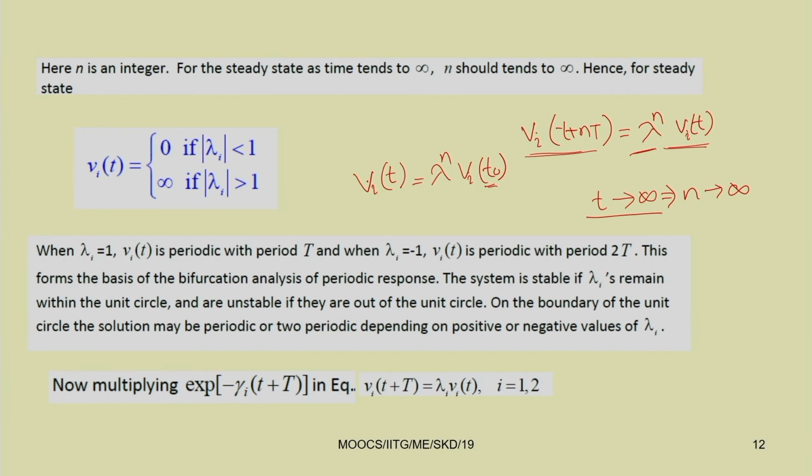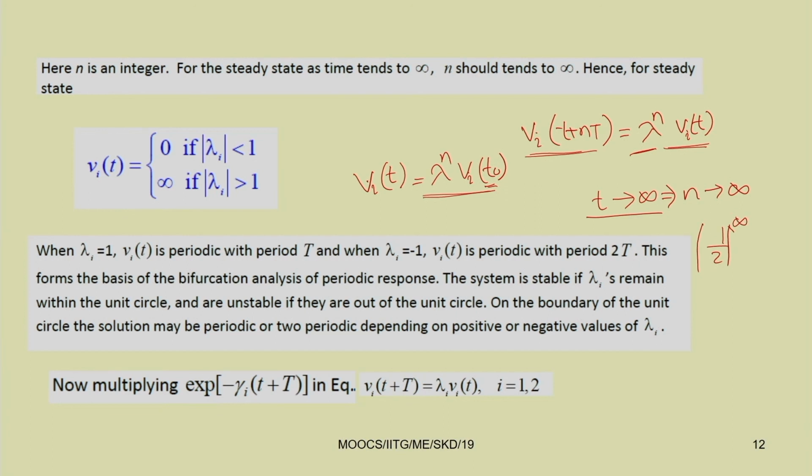You can write this way, if mod lambda i is less than 1, in that case you just see this Vi(t) will tend to 0. If lambda i is less than 1, that means you have a fraction. So, if you have a fraction, for example, let us take 1 by 2, 1 by 2 to the power infinity, that is 1 over 2 to the power infinity.